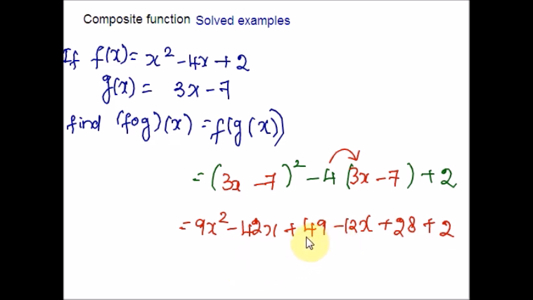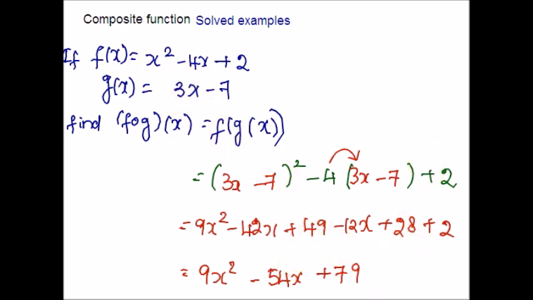And then we have to combine the constants. Constant means a number without any variable. So 49 plus 28 plus 2 is 79. So if you are combining the like terms, we'll get 9x square minus 54x plus 79. That's it for this example. So wherever possible, you can use the identity, the formula, to expand the exponents. That's it for this example.